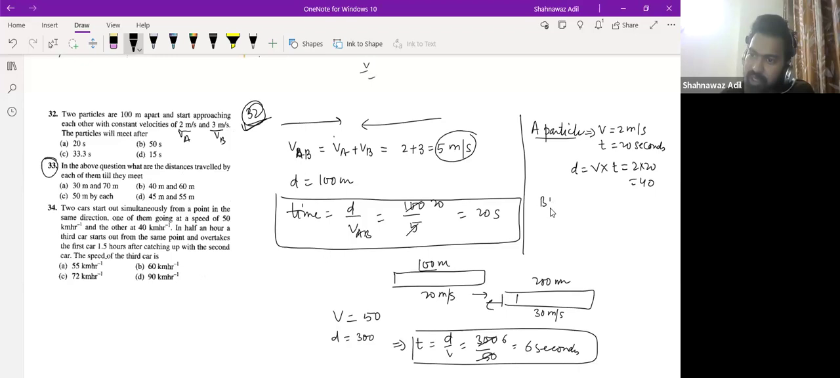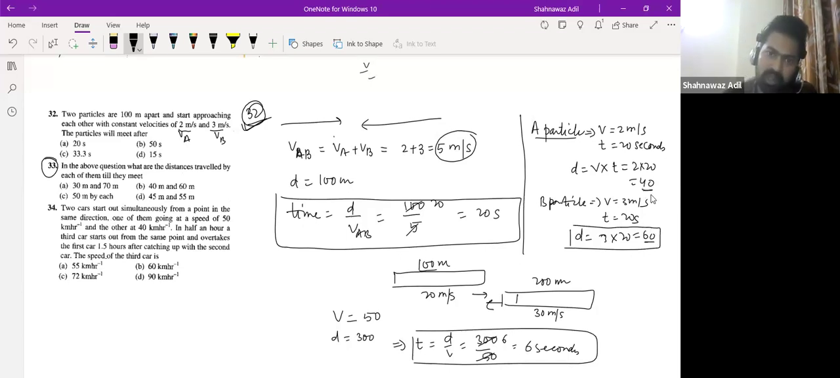And for the B particle, velocity is 3 meters per second and time is again 20 seconds. So distance is 3 into 20, which is 60. So the B particle covers a larger distance because it has a larger velocity. So this covers 60 meters, this covers 40 meters, and they both cover 100 meters total distance, right? So when they cover 100 meters, then they will meet. So this was the idea of relative motion. Is it clear? Quickly note this one down.